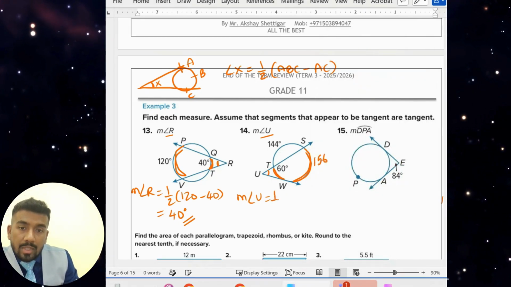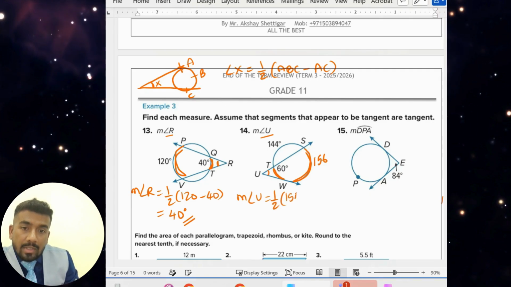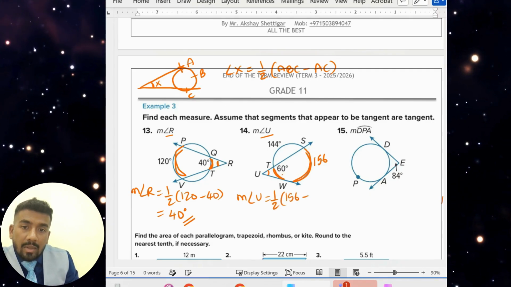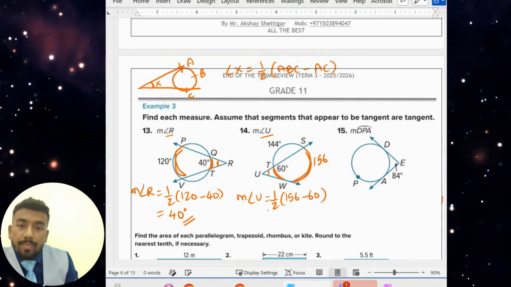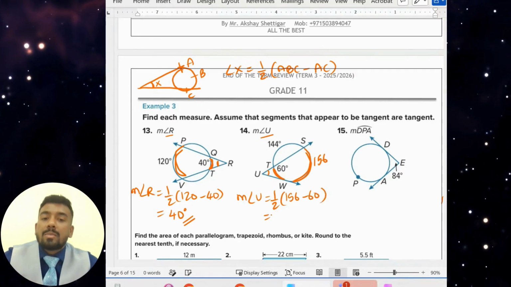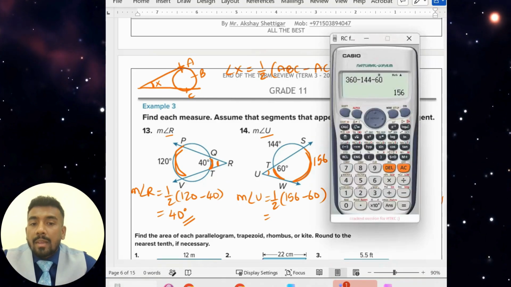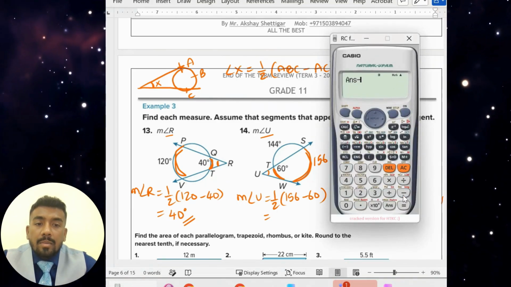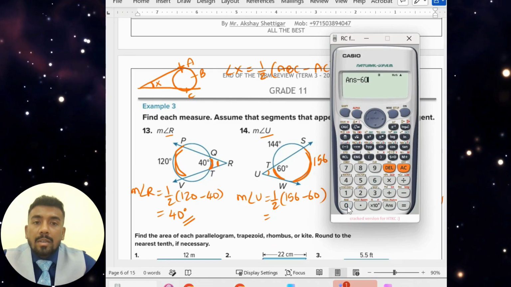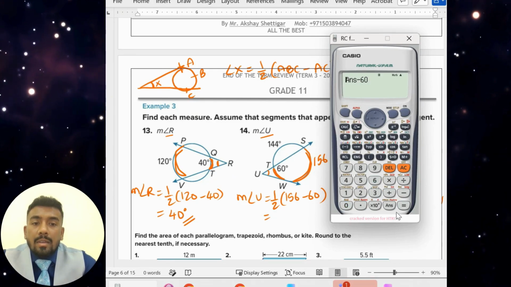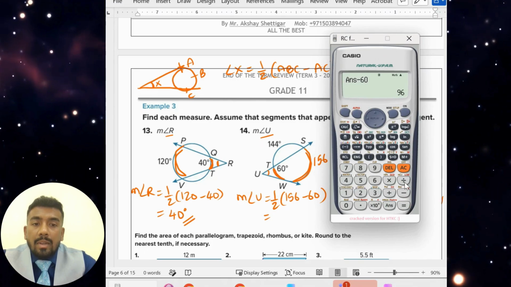So what we do, same rule: 156, the outside, minus the inside, 60. So how much is 156 minus 60? I think 96, and then divide by 2.